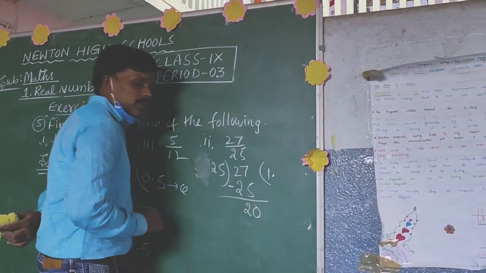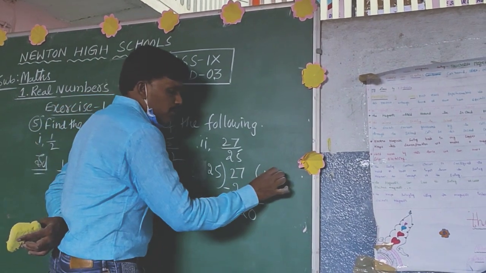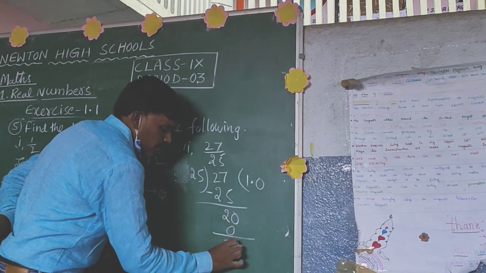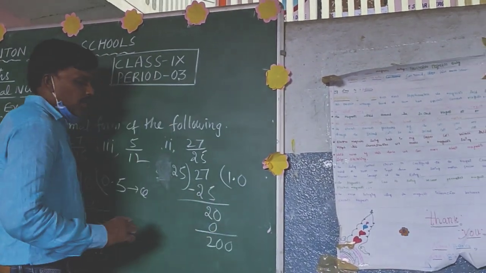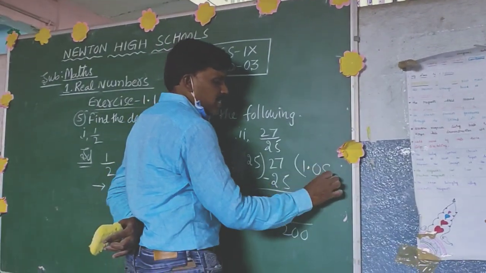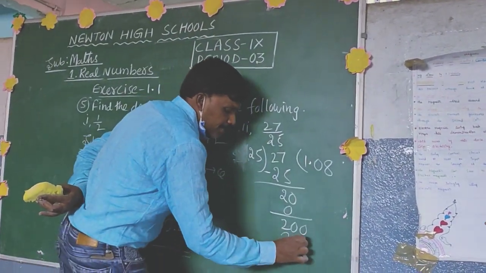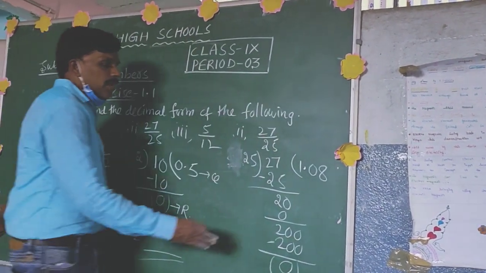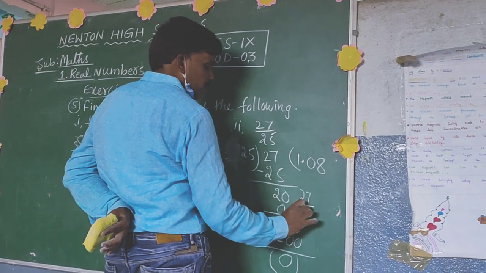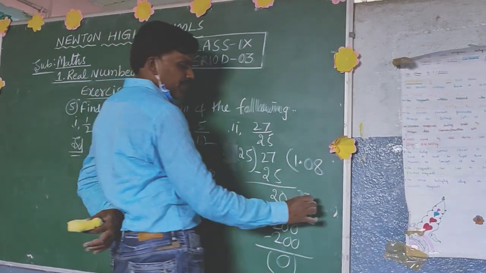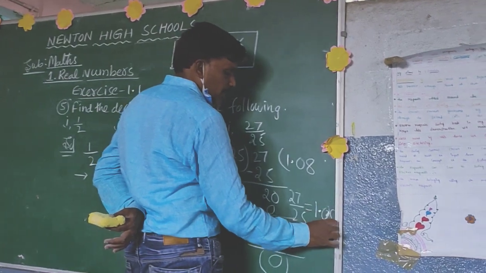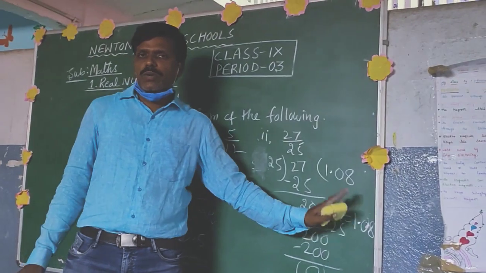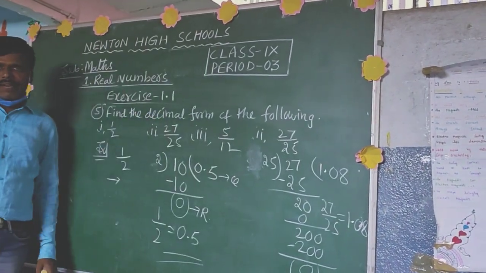We get 0. Again it is not possible. Then put 0 in the quotient place. Then 25 zeros are 0. Already the decimal point is there. We get 0 here. 25 8s are 200. 200 minus 200 is equal to 0. Then the decimal form of 27 by 25 is 1.08. What is the decimal form of 27 by 25? 1.08. This is the decimal form of the given rational number. Okay.